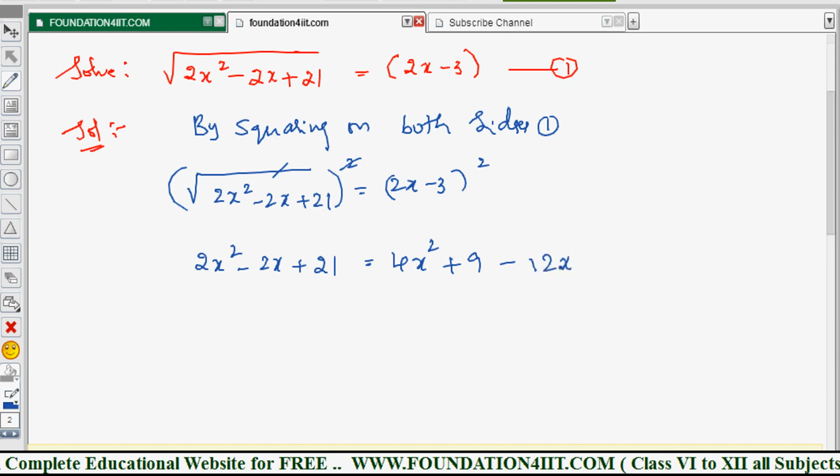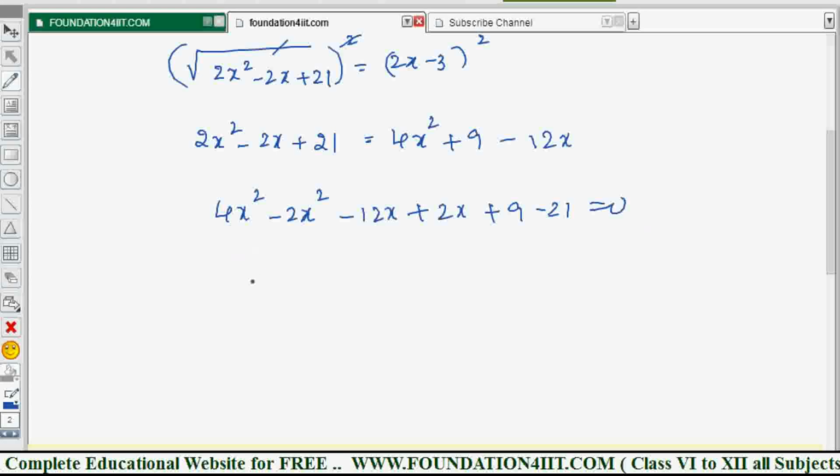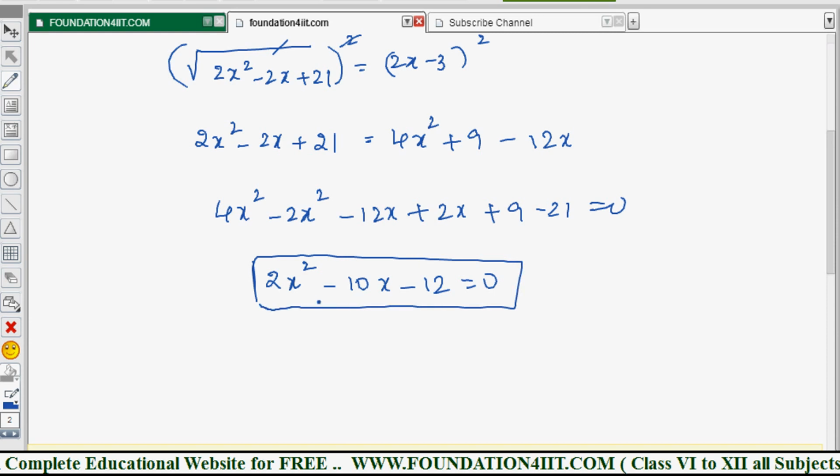Now take all the terms to one side and simplify first. Right? Take all the terms to the other side. 4x square minus 2x square, okay, plus 2x to the right side, and minus 12x, this is a plus 2x. Plus 9 minus 21 is equal to 0. Take all the terms to only one side, then simplify. 4x square minus 2x square is 2x square, minus 12 plus 2, so minus 10x, right, and this minus 12, 9 minus 21. Okay, now this is the general form of the quadratic equation.